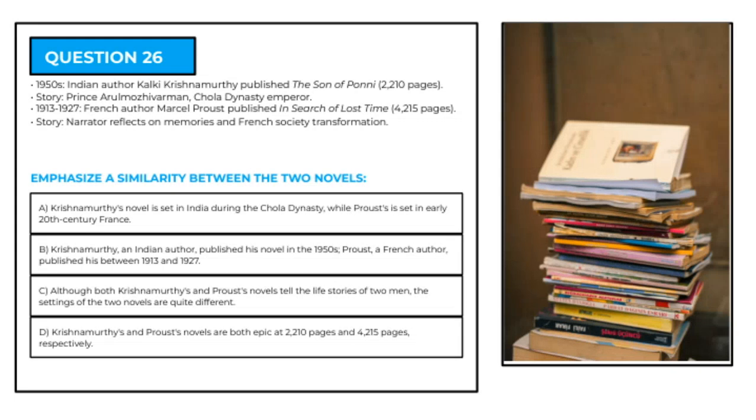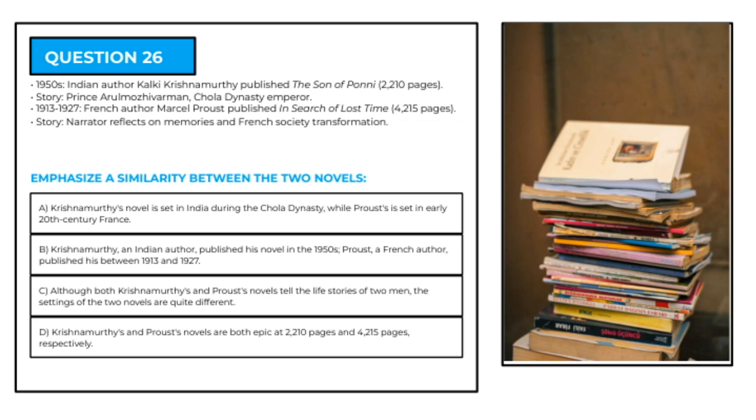Let's take a closer look at the two novels highlighted on this slide. Both are truly epic in scope. Krishnamurthy's novel is 2,210 pages, and Proust's is even more extensive at 4,215 pages. Despite their lengths, the key similarity is that both novels narrate the life stories of two men. However, the settings of these stories are quite different, reflecting their unique cultural backgrounds.